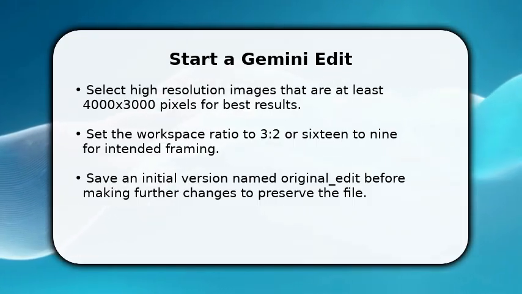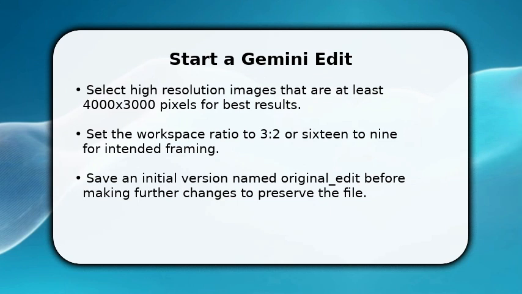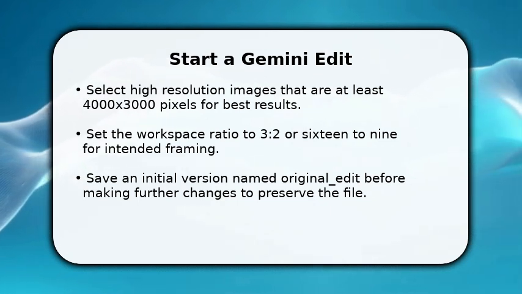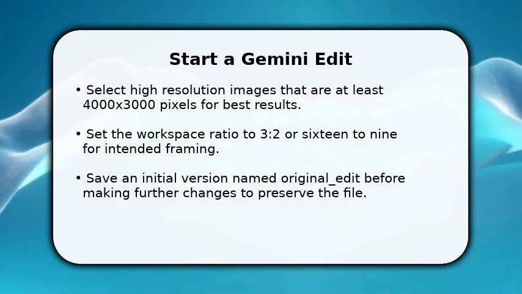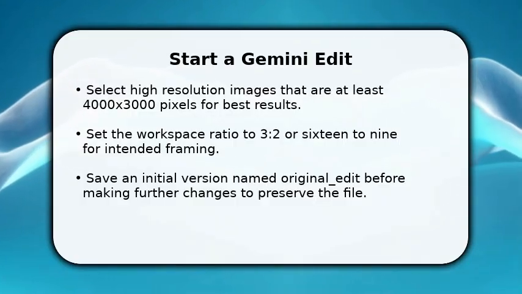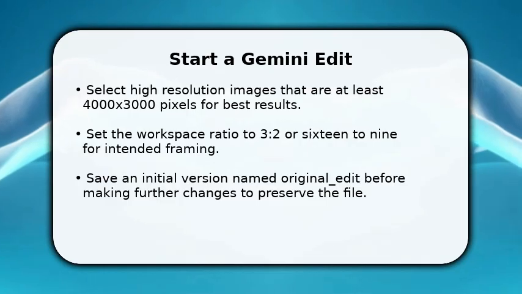Enable Auto Enhance as a baseline. It applies exposure, contrast, and color balancing. Save an initial version named Original Edit before making further changes to preserve the file. Check histogram readouts to avoid clipped highlights or shadows during the first pass.